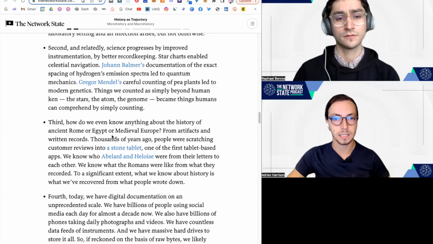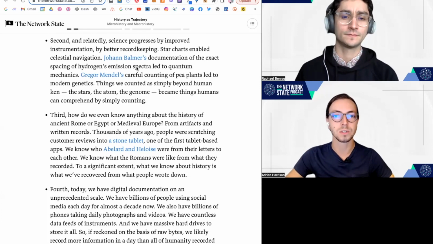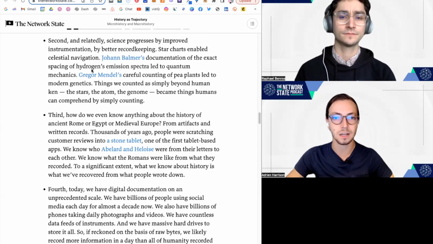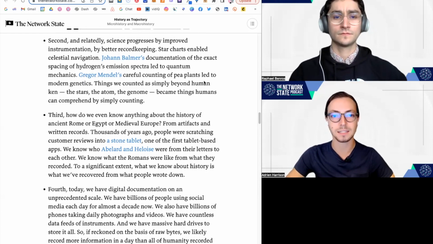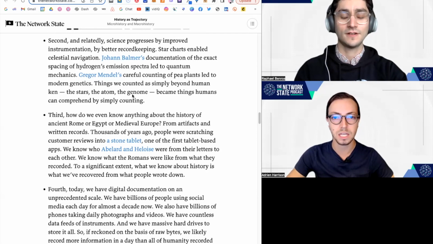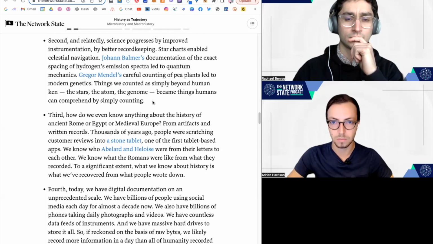Second, and relatedly, science progresses by improved instrumentation, by better record keeping. Star charts enabled celestial navigation. Johann Balmer's documentation of the exact spacing of hydrogen's emission spectra led to quantum mechanics. Gregor Mendel's careful counting of pea plants led to modern genetics. Things we counted as simply beyond human ken, the stars, the atom, the genome, became things humans can comprehend by simply counting. Yeah, so this one, I think, makes sense as well.